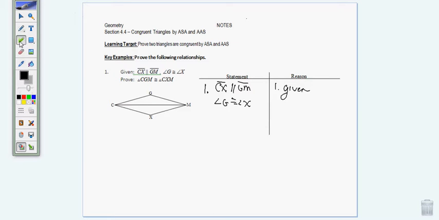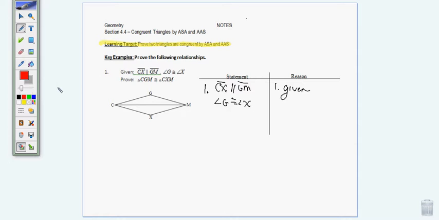We are in Geometry section 4.4 and we are going to be talking today about how to prove two triangles are congruent, but this time we're using angle side angle and angle angle side. So I have three proofs for you that I want to get through in this video. The first thing I'd like you to do is just pause the video real quick and write down all of the givens in each of the three proofs on the front side of today's notes. So go ahead and do that, pause it, and write down all of the givens.